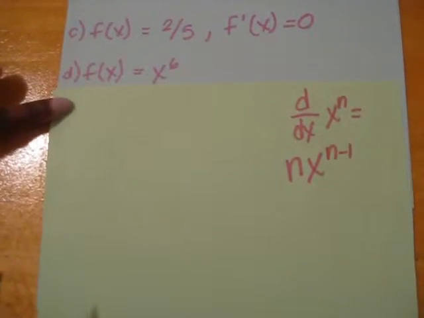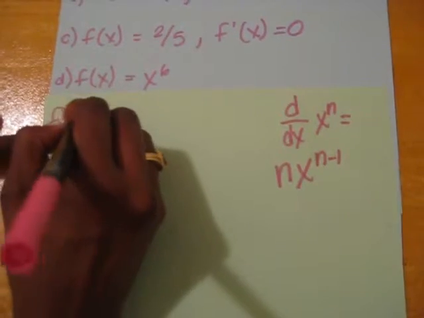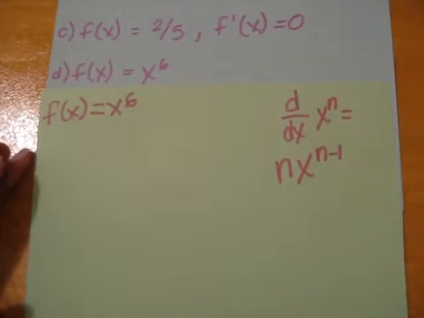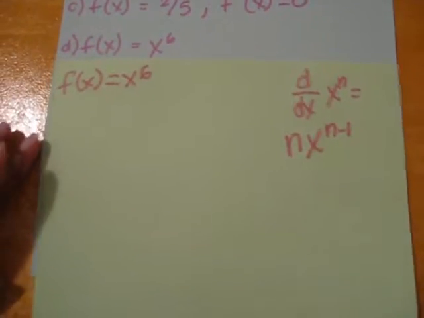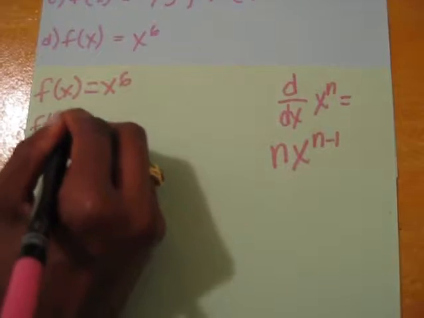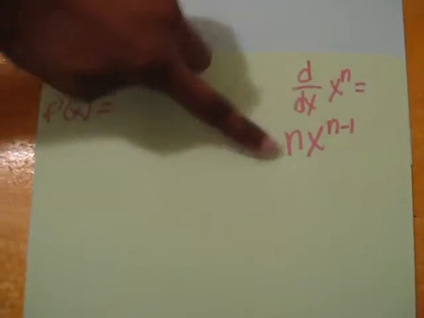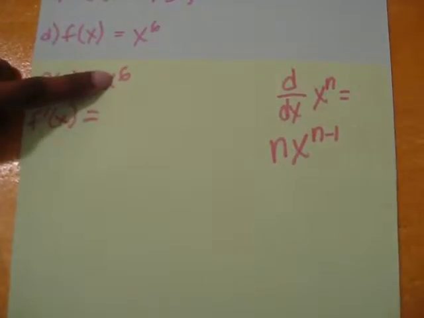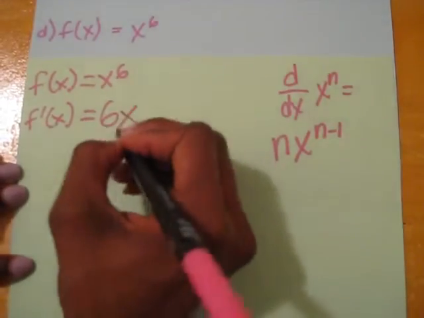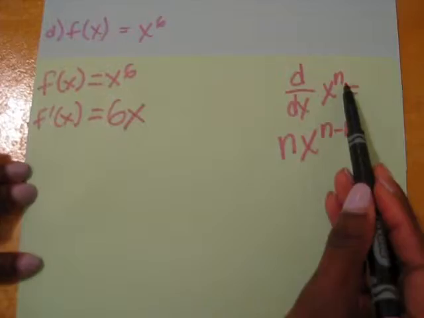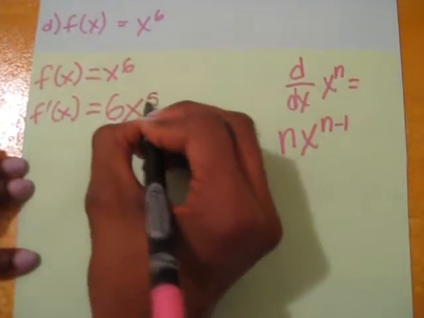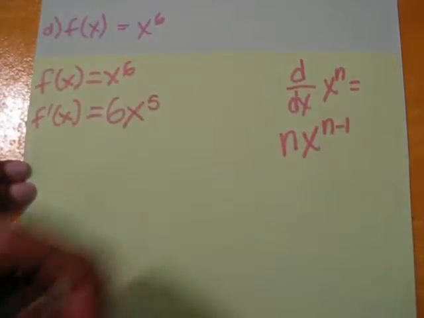So for the first function, f of x equals x to the 6th. Based on our power rule, to differentiate this, we bring down the n, which is 6, leave our variable, and then do the power minus 1. So 6 minus 1 is 5. And that's our derivative.